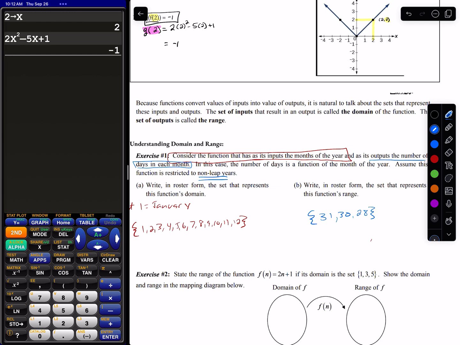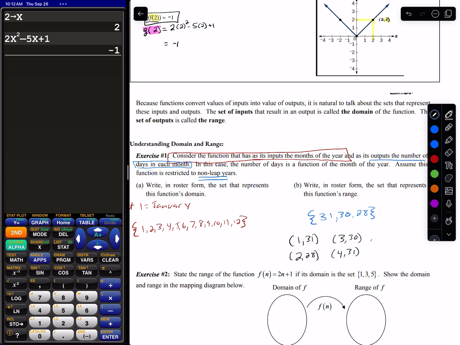So if I were to write out this function as a set of ordered pairs, I can say the following. I know that January has 31 days. I know that February has 28 days. And I know that March has 30 days. And then notice that April has 31 also, and it's still a function because April always has 31 days. And then January always has 31 days.